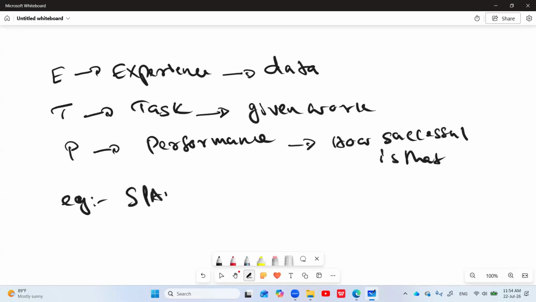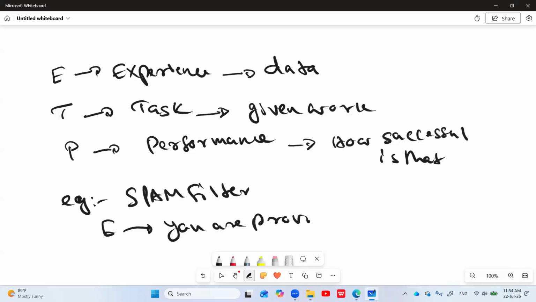We'll take an example: a spam filter. What is the experience? You are provided labeled data. Label means you already know what is spam and what is ham, like 10,000 emails.